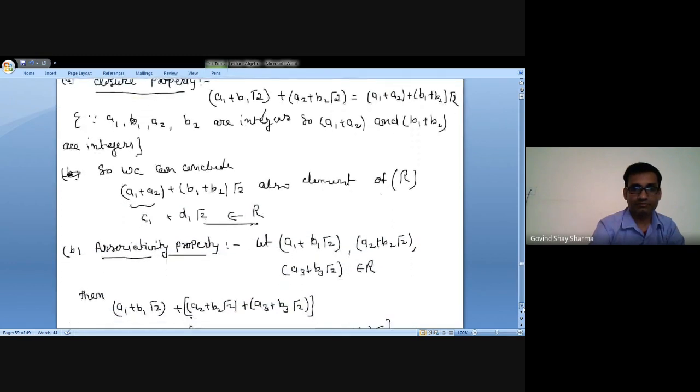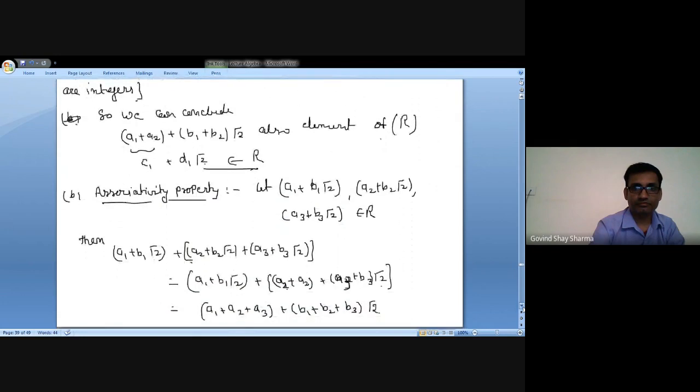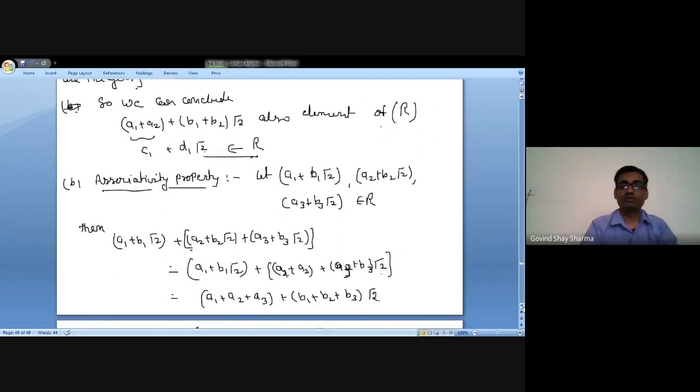Associative property. Let a1 plus b1 root 2, a2 plus b2 root 2, and a3 plus b3 root 2. Then we have to show that a1 plus b1 root 2 plus the bracket has the important part.